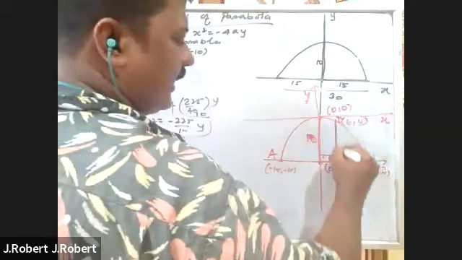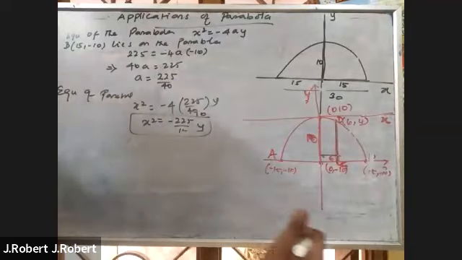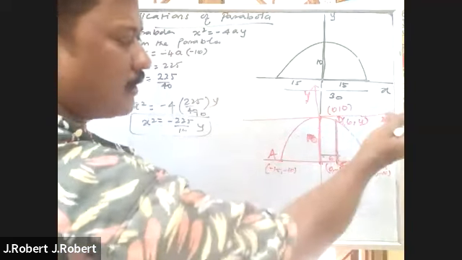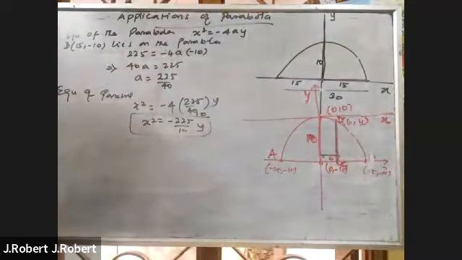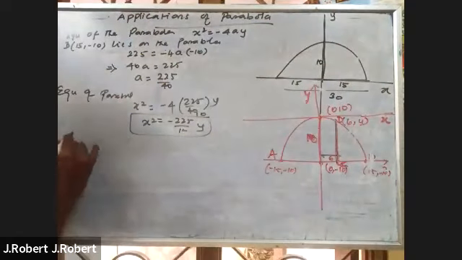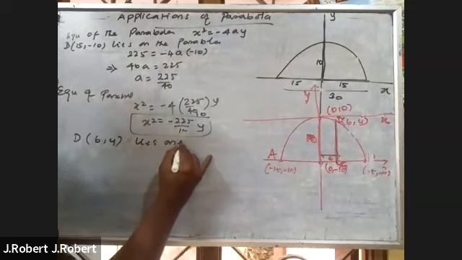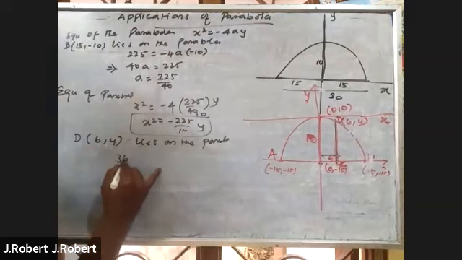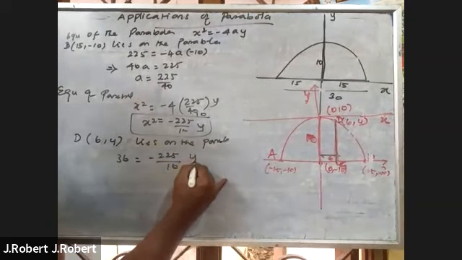கொஸ்டின்ல 6 meters from the center of the parabola. இதுதான் சென்டர், நடுப்பகுதி. இதுல இருந்து 6 மீட்டர் தள்ளி இருக்கு, அதனால y உடைய வேல்யூ தெரியாது. அப்போ இந்த D of 6, y also lies on the parabola. இந்த ஈக்குவேஷன்ல x க்கு பதிலா 6, 36 equals to minus 225 divided by 10 into y.